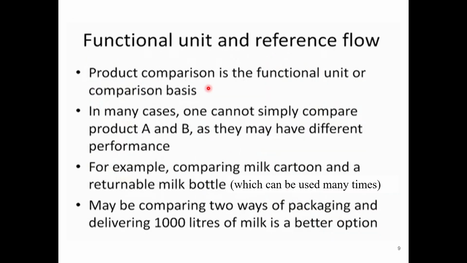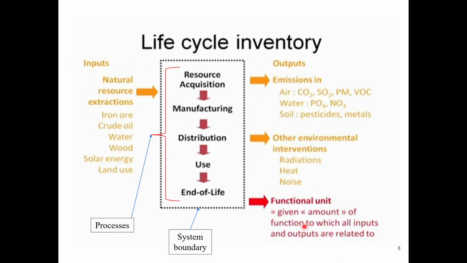So now let us see what is a functional unit and reference flow. Functional unit, as you can see here, is a given amount of function to which all inputs and outputs are related. Basically, it is the requirement of the product, a tangible value assigned to the requirement of the product. For example, we need a bulb. For what tangible value do we need the bulb? Say, for example, we need 10,000 lumens from the working of the bulb.